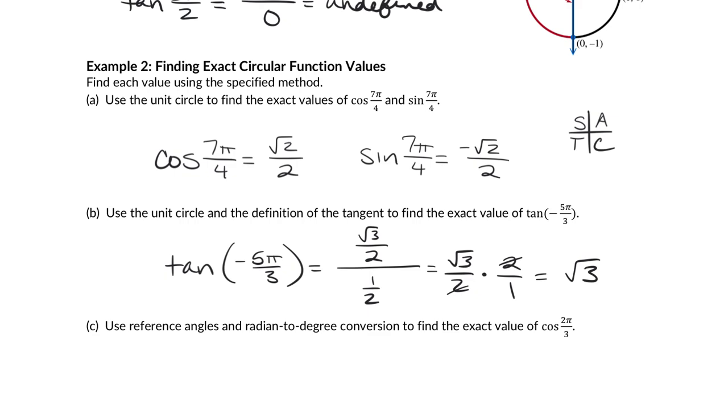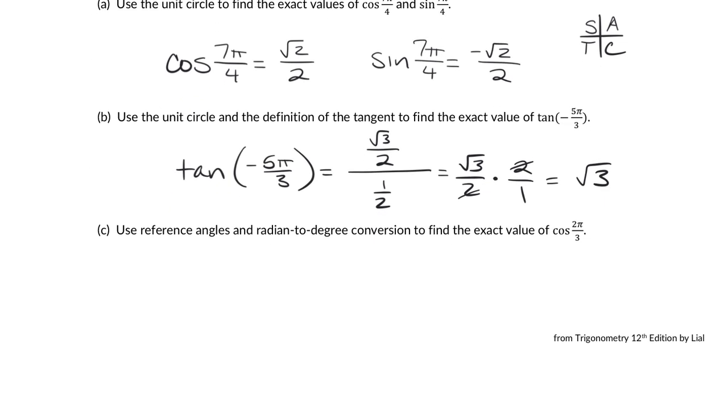Okay. It says use reference angles and radian to degree conversions to find the exact value of cosine of 2 pi over 3. Okay. Cosine of 2 pi over 3. Find 2 pi over 3 on your unit circle. What is the x coordinate there? Negative 1/2. The end.